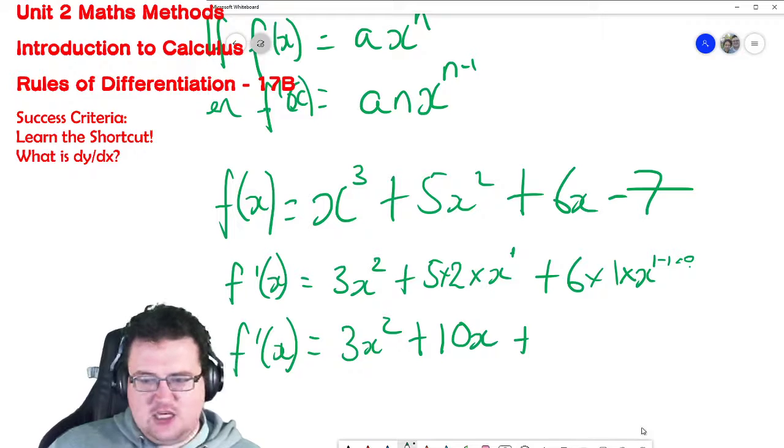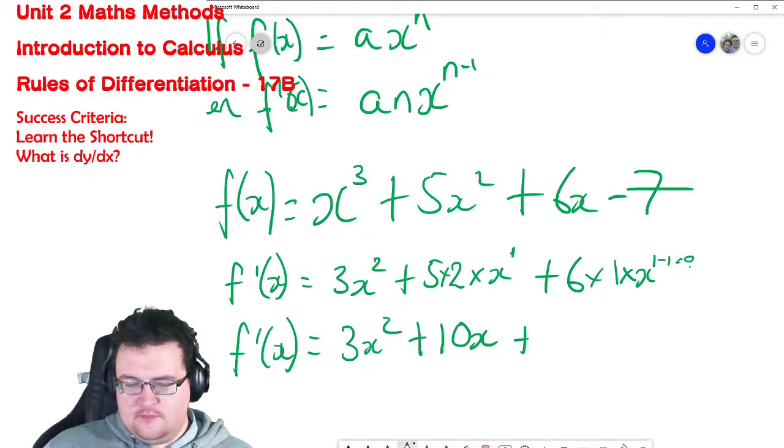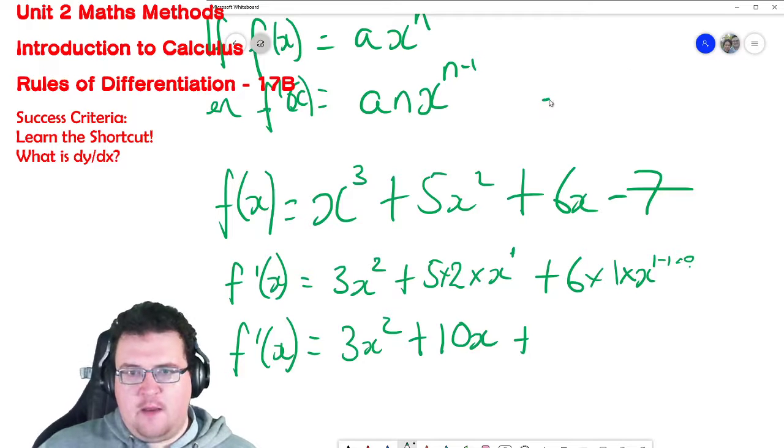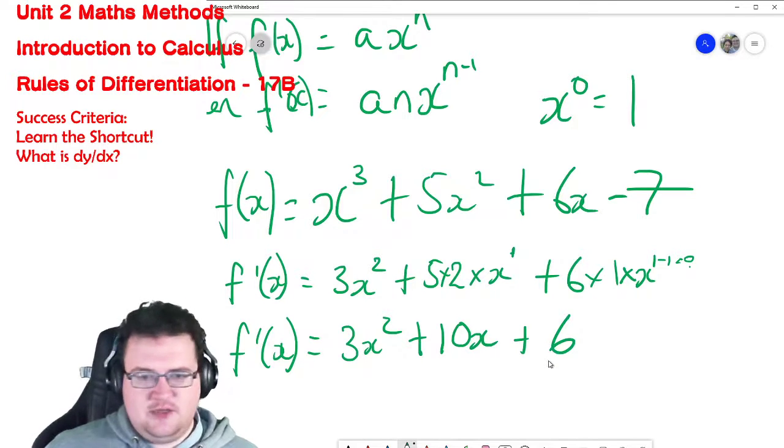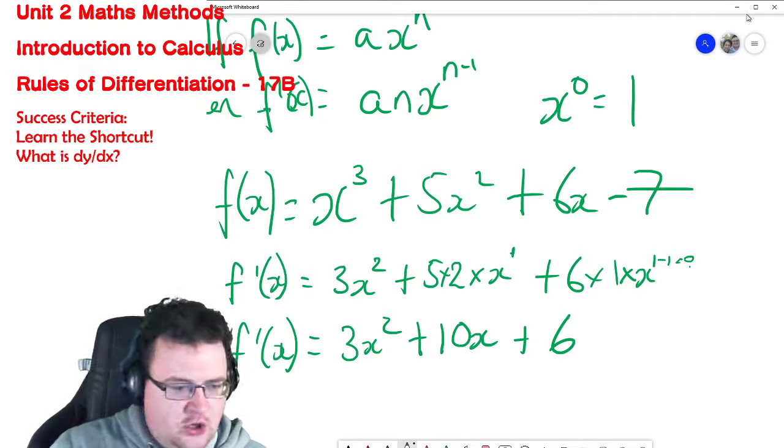What is anything to the power of 0? It's not 0, it's 1. Remember that x to the 0 is equal to 1. So it's going to be 6 times 1 times x to the 0, which is 1. So it's 6.